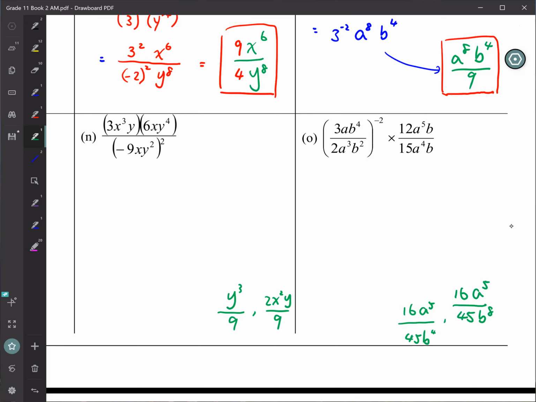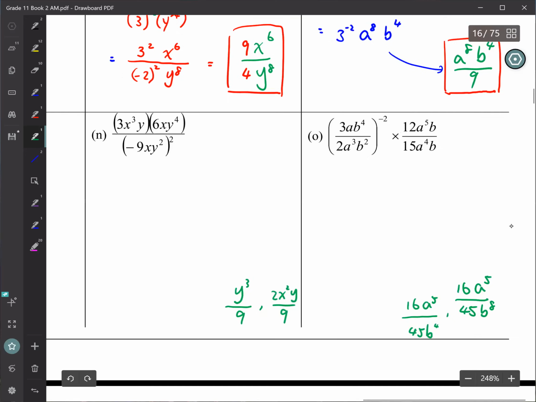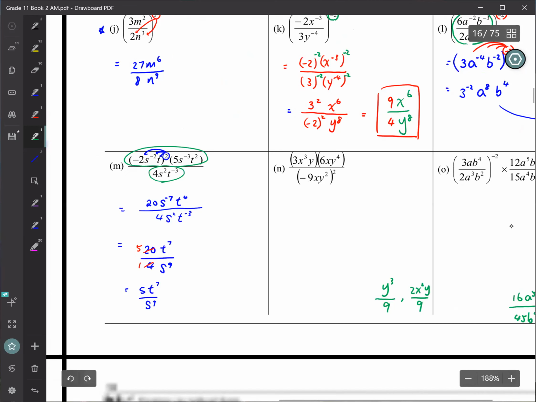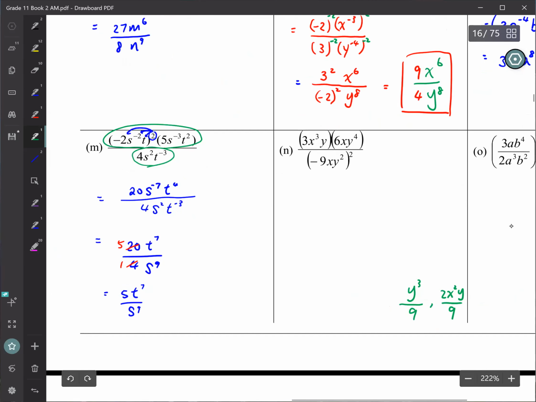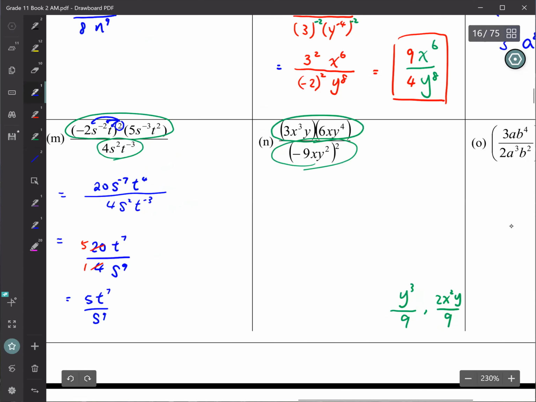Okay, let's check. So the last two. Things get more confusing when you have so many letters. Question N is similar to M. N and M are similar. So I would suggest you multiply first to make it shorter. Now simplify the numerator, simplify the denominator separately, and do the dividing later. Okay, step by step. So let's see.